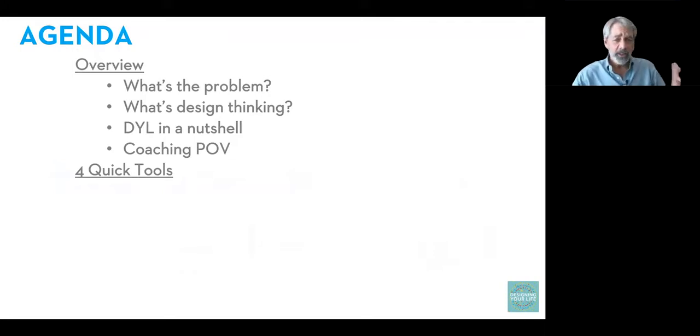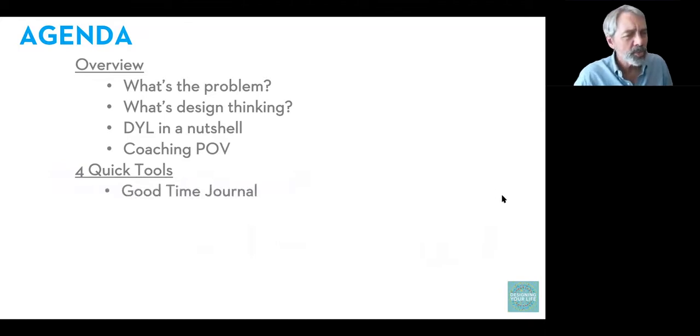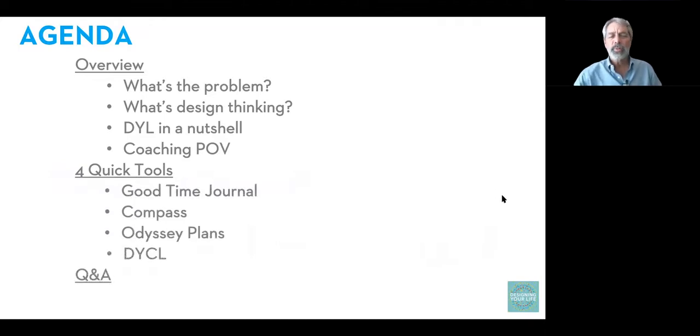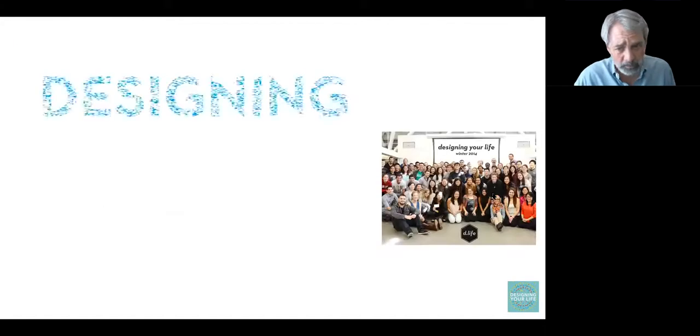Then scanning across the entire toolkit, according to Jeff's favorites, what tools do we want to look at today? We're going to look at the Good Time Journal, the Compass, Odyssey Planning, and a specific set of things we have about designing your COVID life. And then I'll come back on actually live and we'll do some Q&A about that material. So here we go. Jumping into that overview.